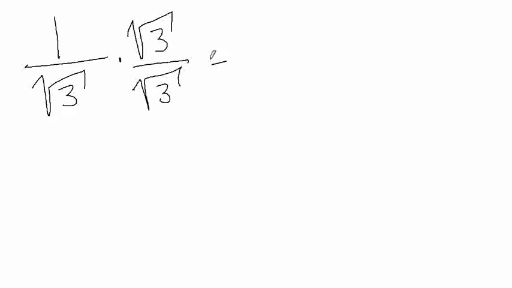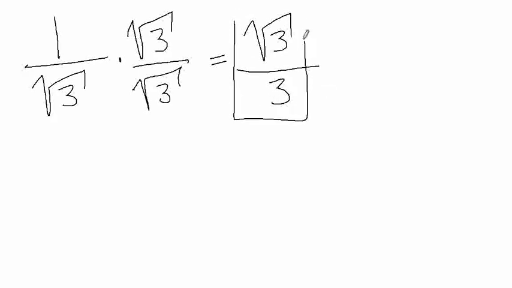Suppose we had 1 over the square root of 3. Is there an equivalent form we can find that does not have a radical in the denominator? Look what happens if we multiply the top and bottom by the square root of 3 and simplify. We will get the square root of 3 on top. On bottom, root 3 times root 3, that's just 3. So there I've derived an equivalent form that does not have a radical in the denominator.